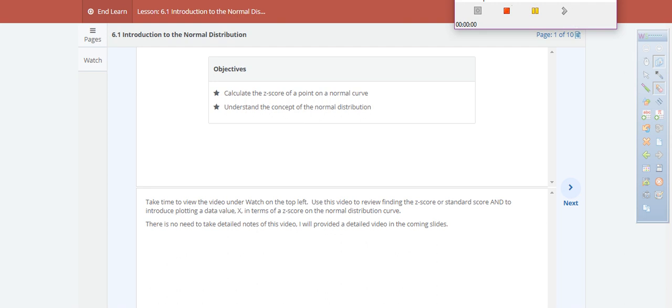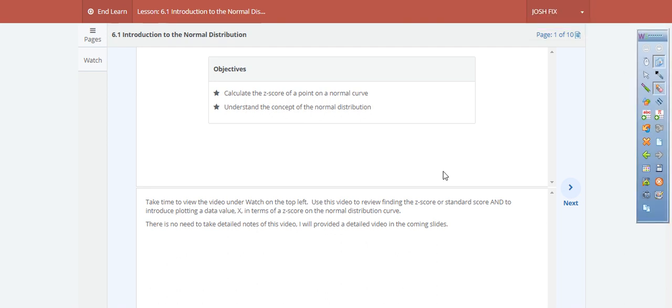I just want to give a quick run through of what's going on here in 6.1. As we get further along, I think it'd be more advantageous for you to hear me talk about the lesson also. When you come into this first slide of the learn, read the bottom note. Like here I said, take time to view the video under the watch at the top left. So that's up here.